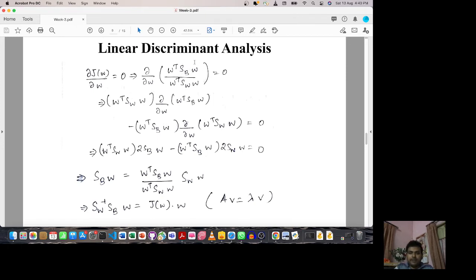W, as we saw, is m cross 1. So what is the dimension of SB into W? M cross 1. What is the dimension of W transpose? 1 cross m. And when you are multiplying this, what is the dimension of the numerator? It's a scalar. 1 cross 1. Correct. So it's a scalar finally.